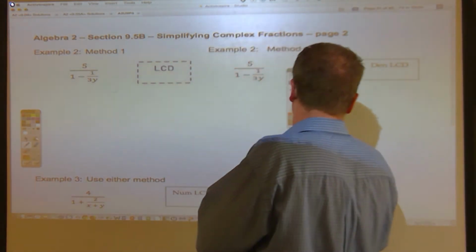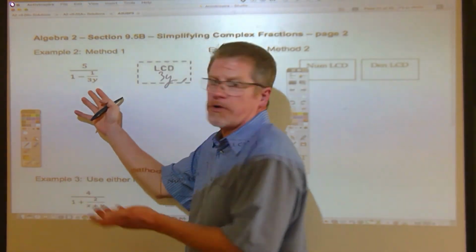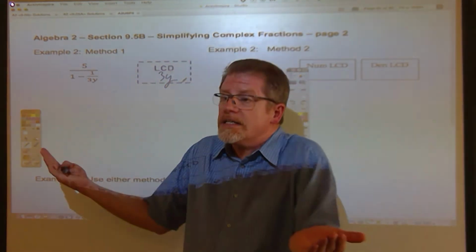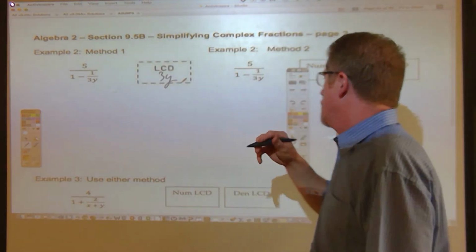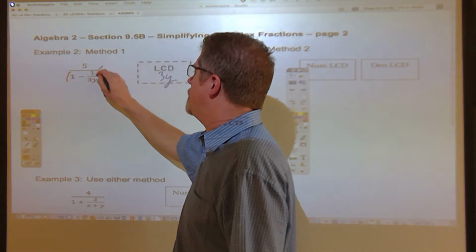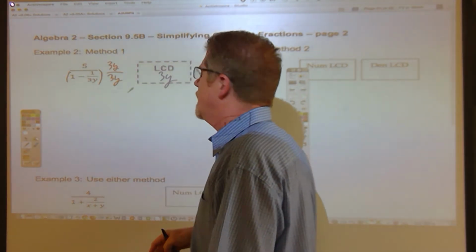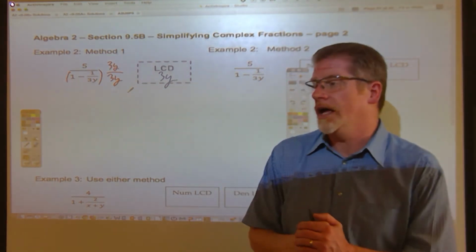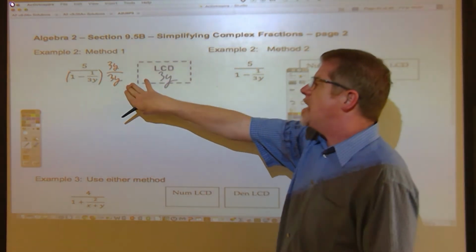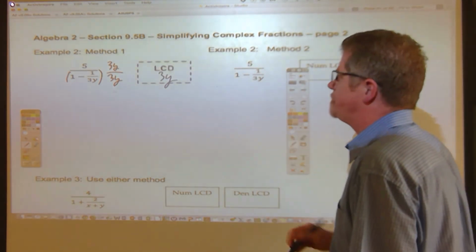See, all you have to do is take inventory of all the denominators, which in this case isn't much work because there's only one denominator on the inventory list. So that is going to be our lowest common denominator. And so that means that when you're seeking to multiply by 1 in the form lowest common denominator over lowest common denominator, it's just going to be 3y over 3y. So let's give that a go. See if you can execute method 1 in example 2.